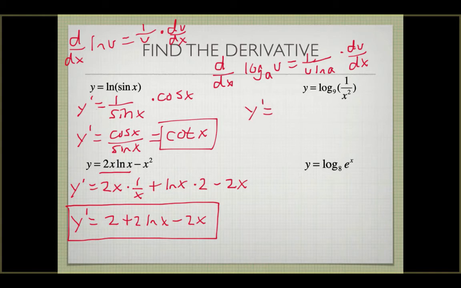Y prime. Our u is 1 over x squared. So we have 1 over x squared.